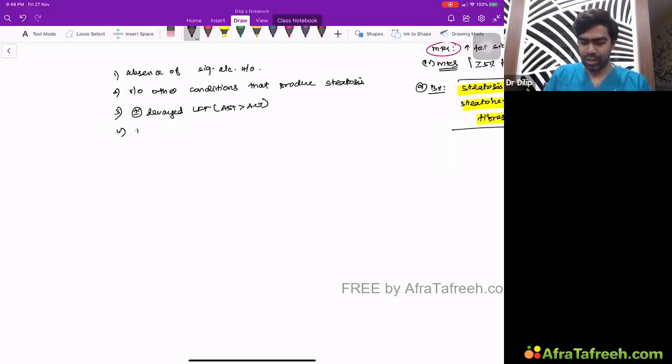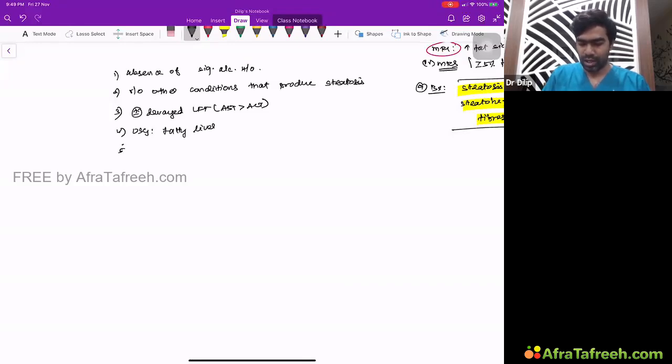And typically, investigations will show fatty liver. I can write radiological investigations, maybe ultrasound, will show fatty liver, nothing else. And number 5, biopsy will show steatosis or steatohepatitis or fibrosis. Any one of these can be there. So this is how you diagnose non-alcoholic fatty liver disease. But most important is, we know there should not be any significant alcohol use.